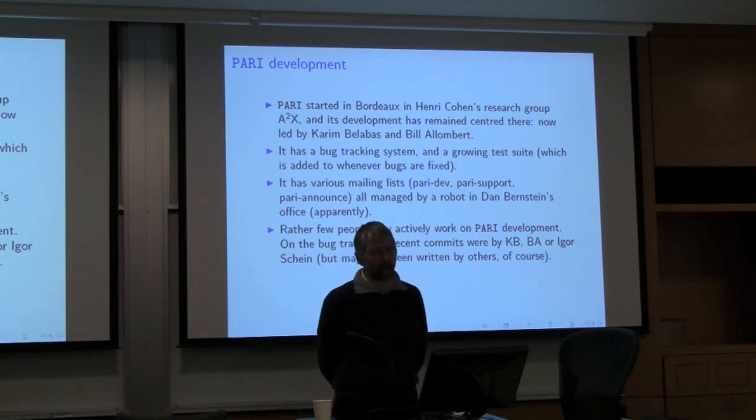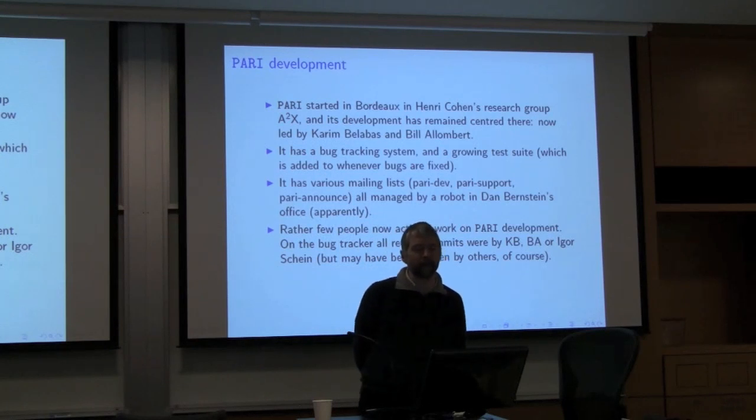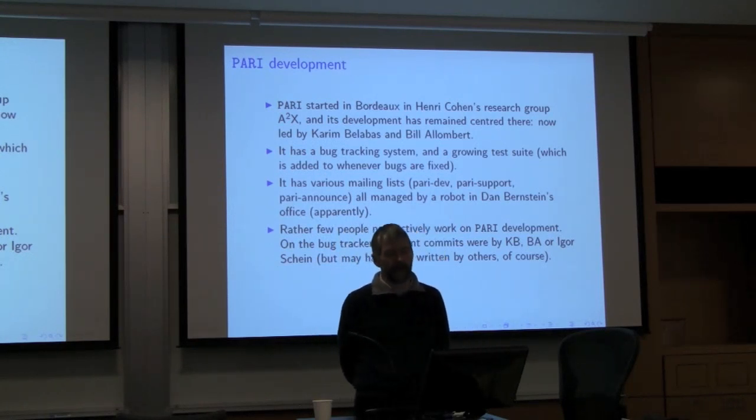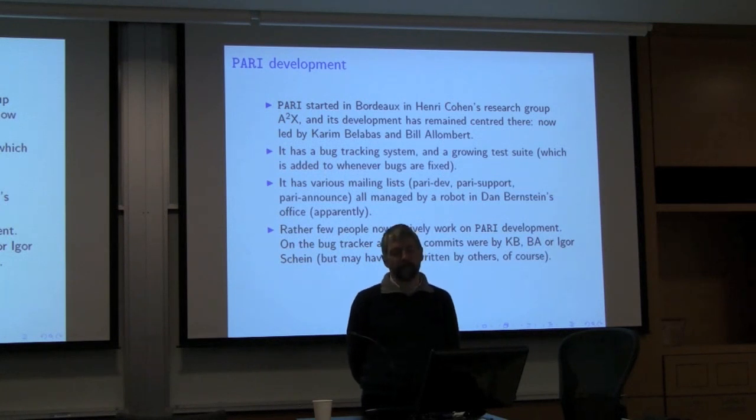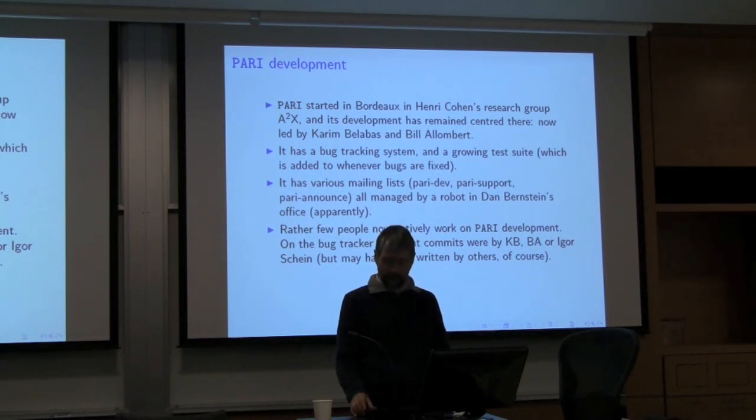It's interesting to try and work out why that is. I had a look at the bug tracker to see who'd committed all the changes. And they were almost all by Karim or Bill, and there were a few by Igor Schein. Now, it's possible that some of these bug fixes have been actually written by some other people. In some cases, I know that to be true, because Jeroen Demeyer has done some. But he emails them the fix. They don't have accounts, and so they do the commitment to the SVN system.